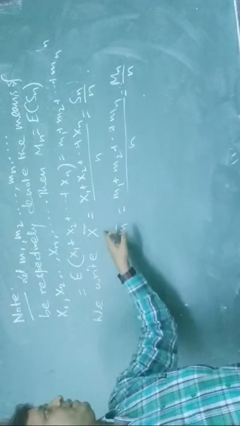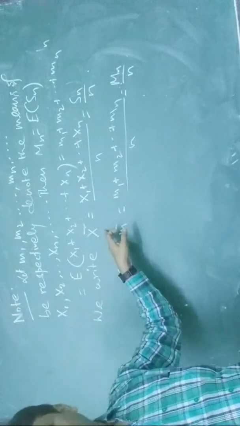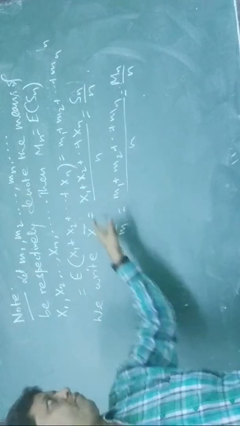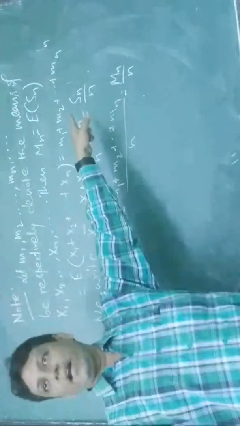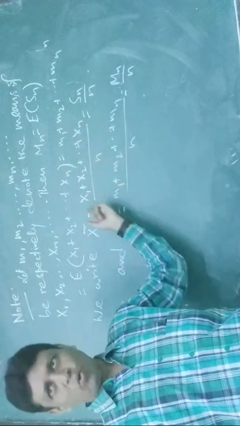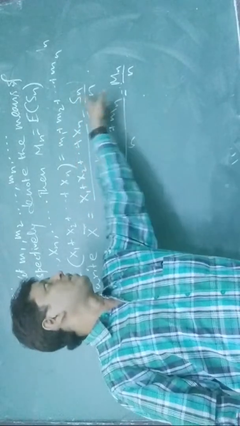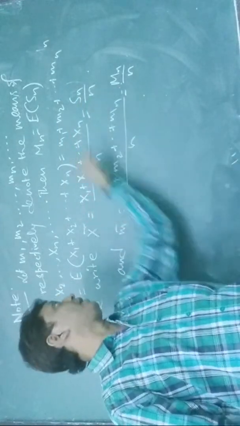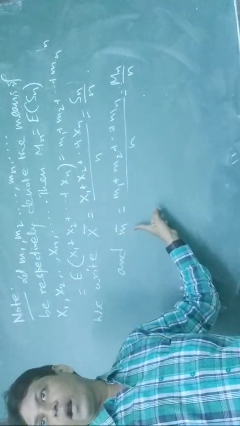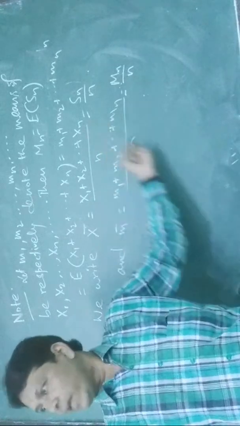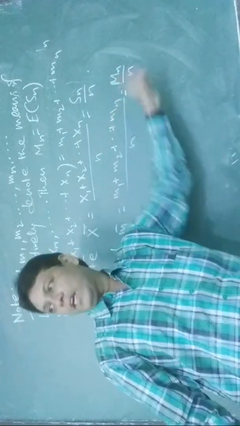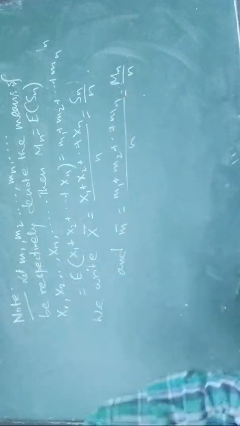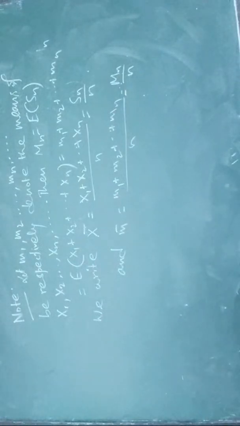And we write x bar. What is your x bar? The mean of these n random variables x1, x2, xn by n. That's a notation. That is equal to Sn by n. So x bar is Sn by n. What is your m bar? Small m bar is m1 plus m2 up to mn by n, and that is equal to Mn by n. That's a notation.